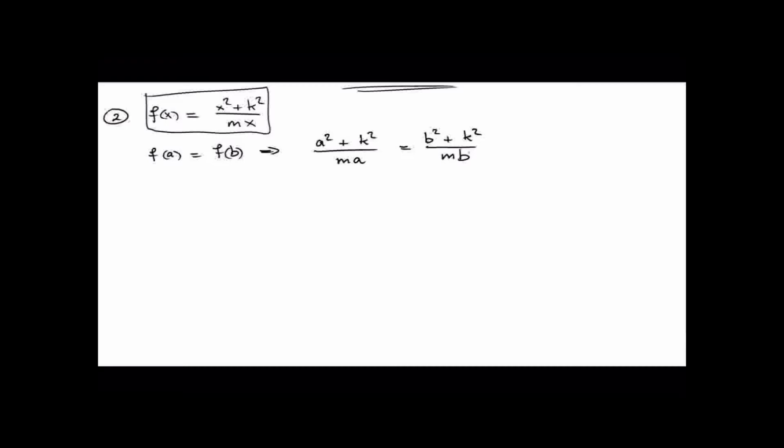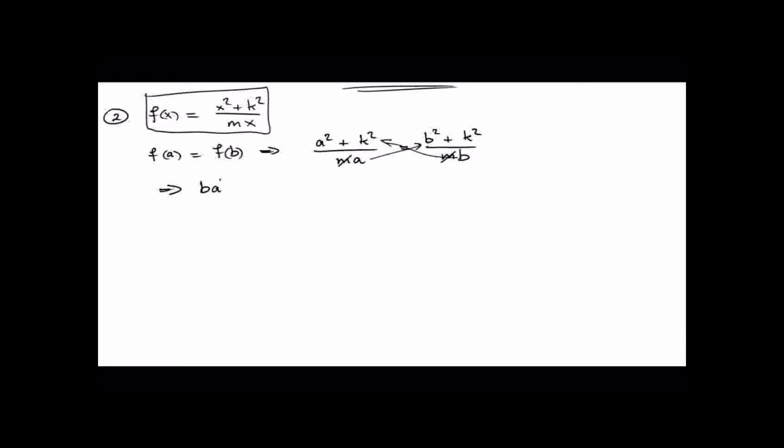Now first of all, what I've noticed is that there's an m on the bottom left and an m on the bottom right, so we can cancel those two straight away. Then I'm also going to cross multiply by a, which is going to go up there, and b, which is going to go up here.